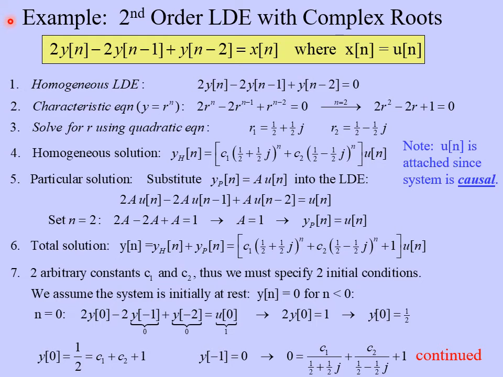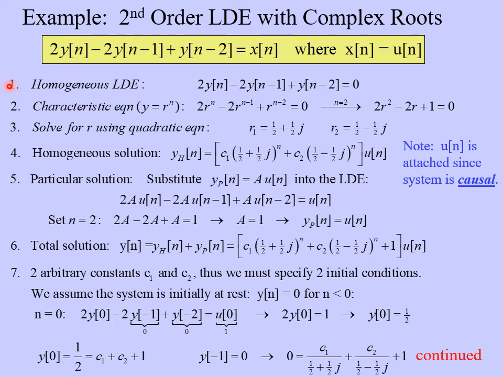I'm going to show you one more example of solving a linear difference equation. This one is a bit more challenging for a couple of reasons. It's a second order linear difference equation, but the problem here is that the roots are going to end up being complex, and that will add a little bit of difficulty and complexity to this problem. So here's the linear difference equation that we're given: 2y of n minus 2y of n minus 1 plus y of n minus 2 equals x of n, and x of n is just equal to a step function, u of n.